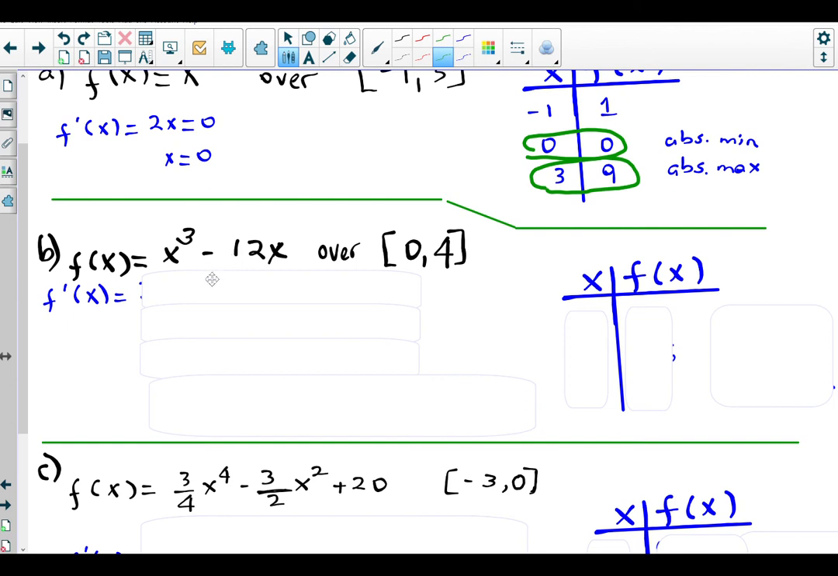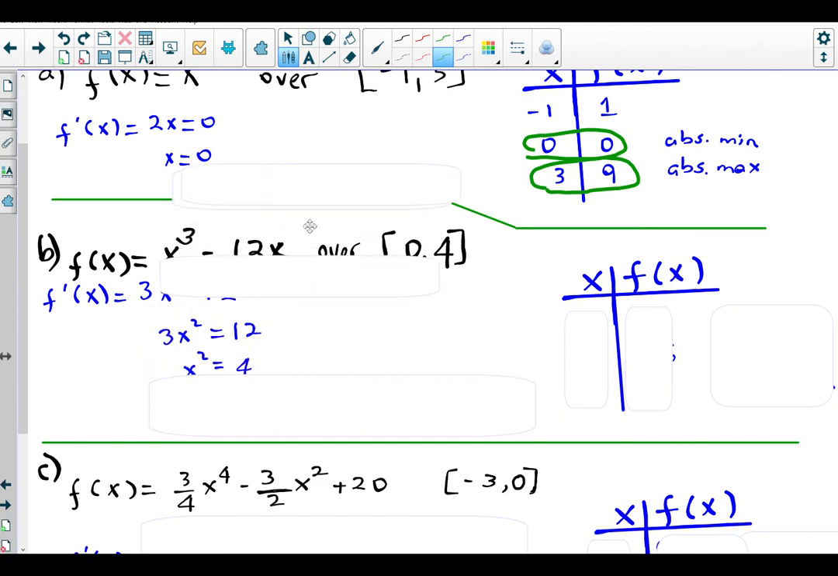So hopefully you gave it a try, and now let's take a look at the solution. Take the derivative, 3x squared minus 12, set equal to 0. To solve this, I can subtract 12 and divide by 3. So 3x squared is 12, x squared is 4, and x is plus or minus 2.